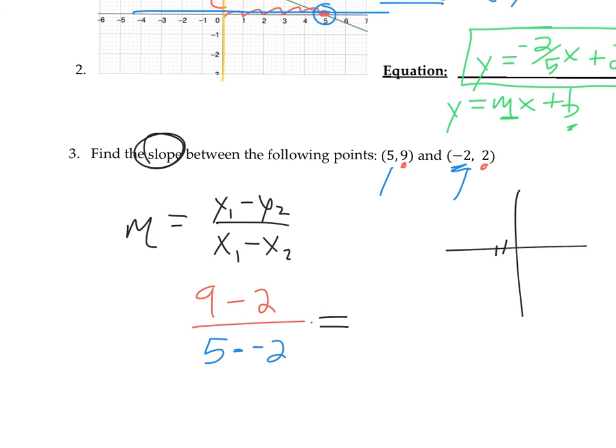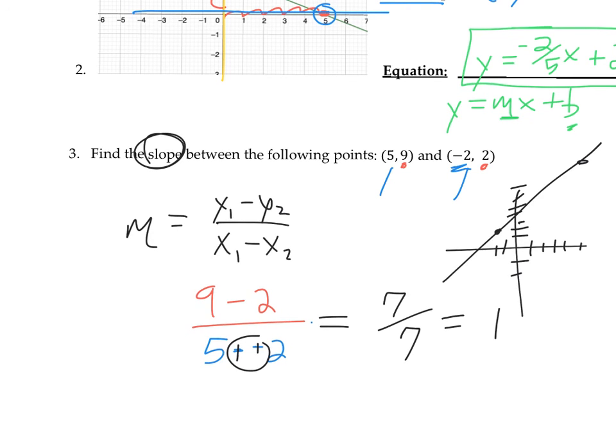And then simplify. 9 minus 2 is 7. Double negative here. So 7/7. This line would have a slope of 1. And I bet if you graphed it, it would have a slope of 1 as well.